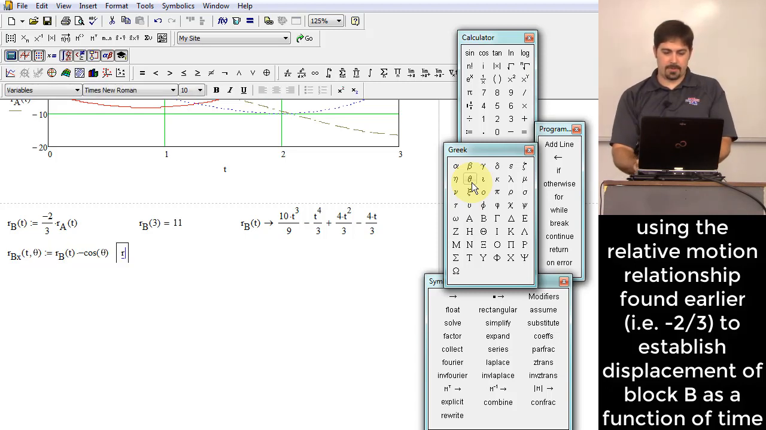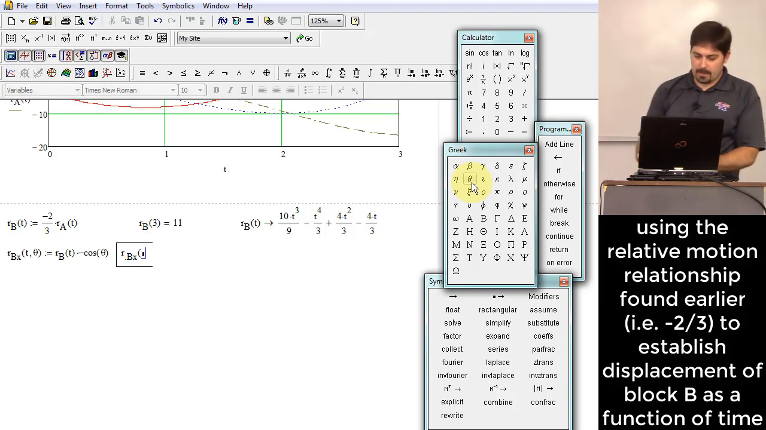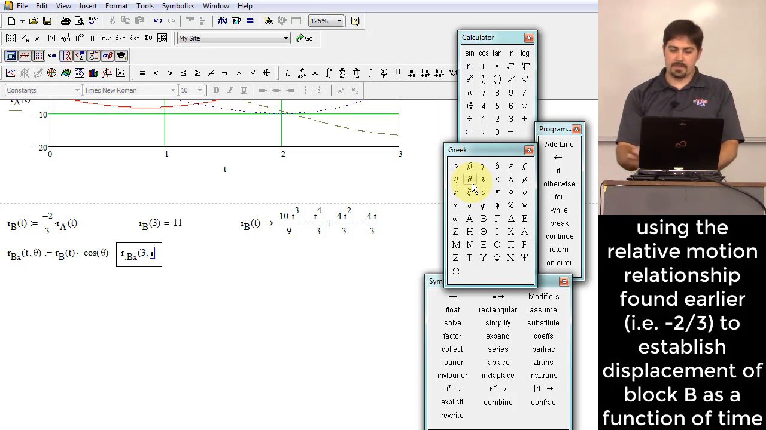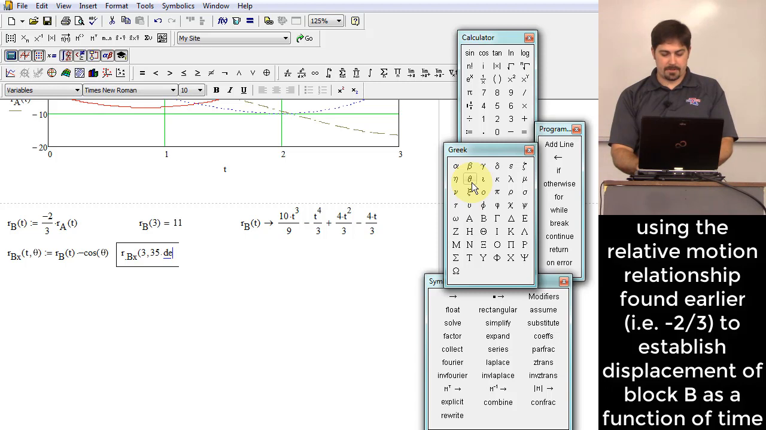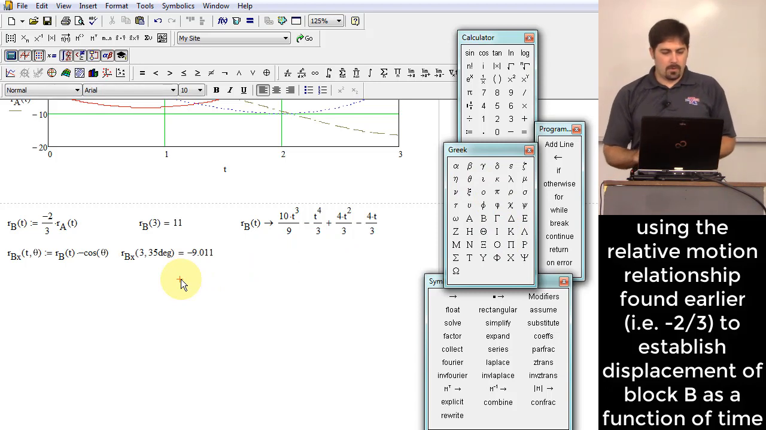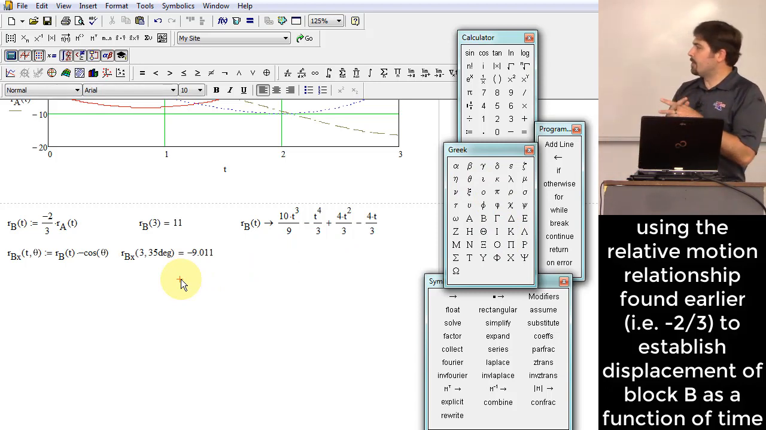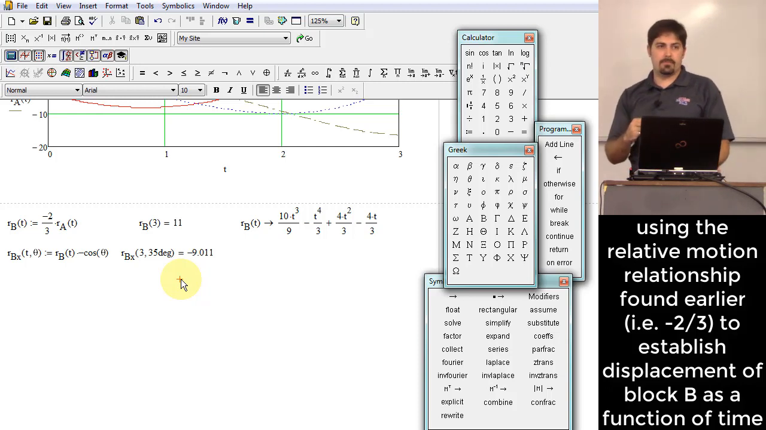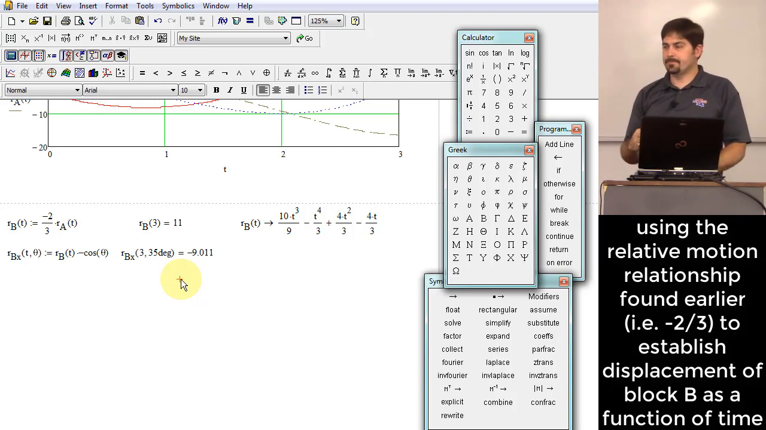Okay, and if I want to evaluate that at the time that we're interested in, I can put in 3, meaning 3 seconds, and an angle of 35 degrees. Okay. What is this number that comes out of here? Negative 9.011. What does that mean?